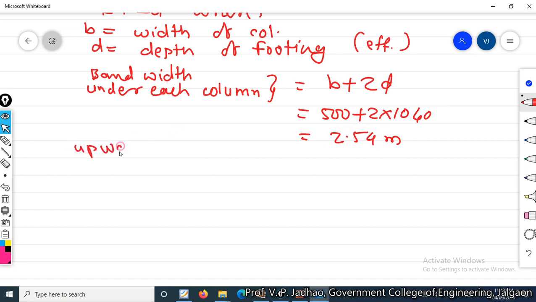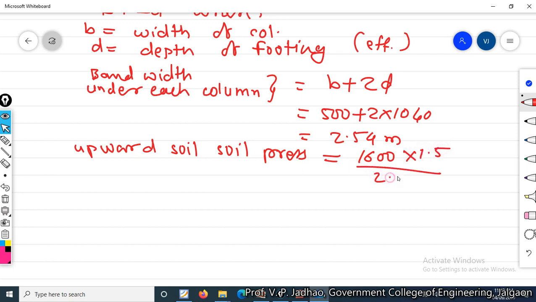Again, we have upward soil pressure. Okay, we need this in kilonewton per meter. Therefore, this 1600 load on your column multiplied by 1.5 divided by 2.4 meters, so we'll get the upward soil pressure. This 1600 is the load on your column. Therefore, this will be equal to the transverse load, which will come out to be 1000 kilonewton per meter.